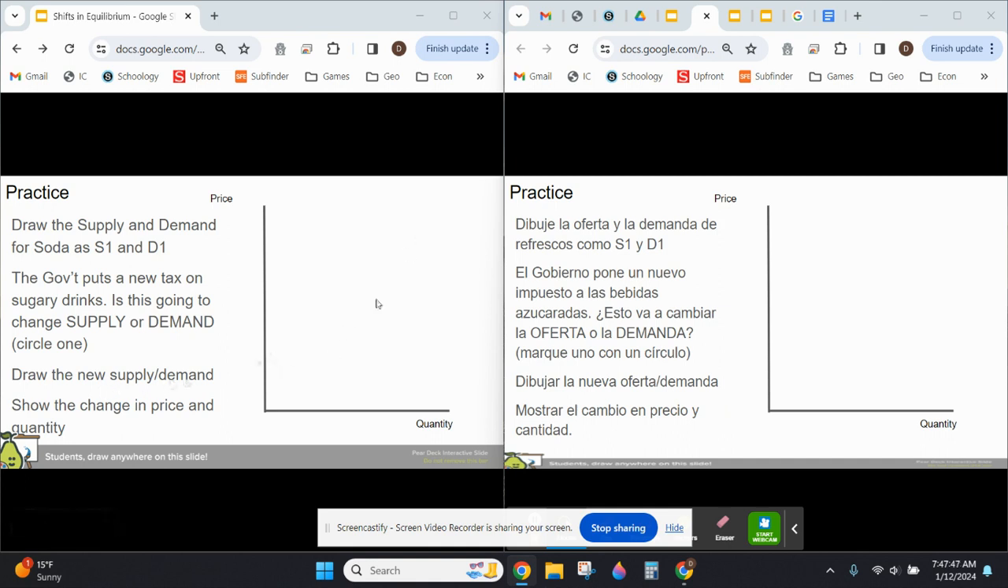You should have drawn a supply and demand graph like the one I'm drawing on the board. If the government puts tax on sugary drinks, that's going to be a tax on sodas, which make them more expensive to produce and sell. This will be a decrease in supply. The end result is higher prices, but lower quantity.